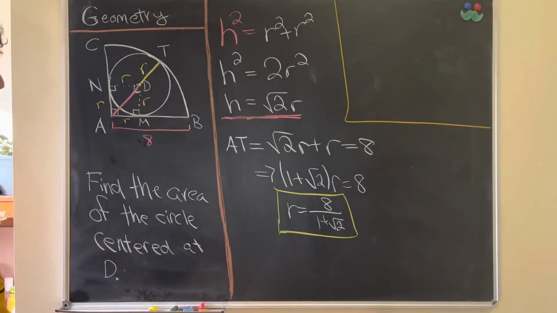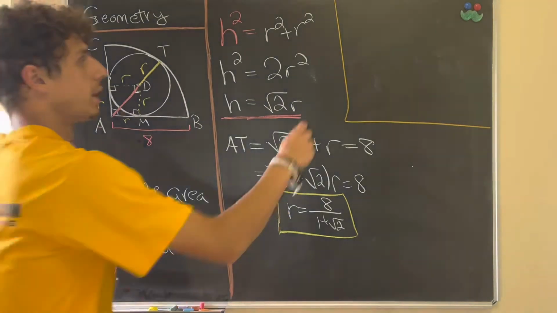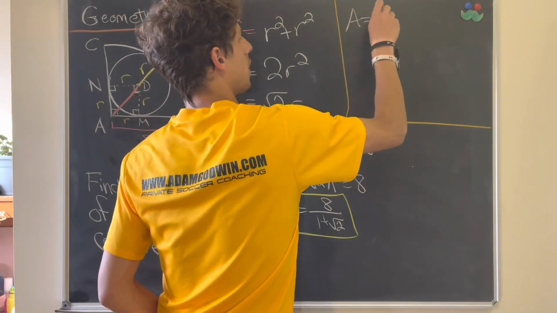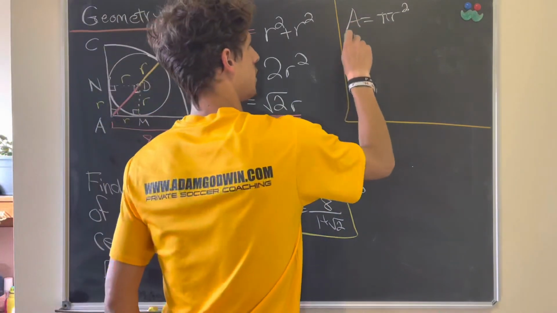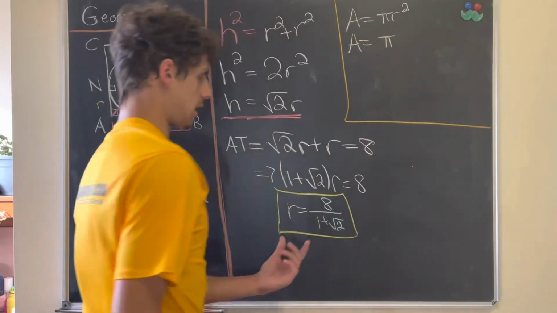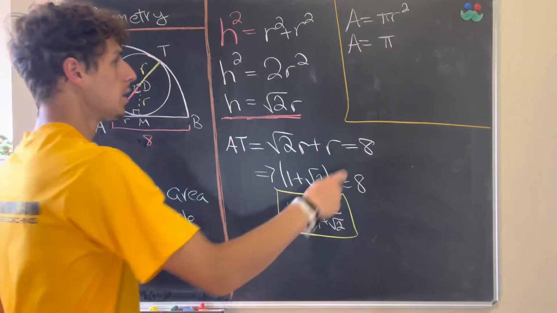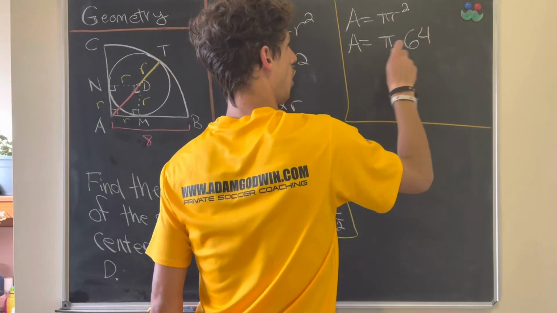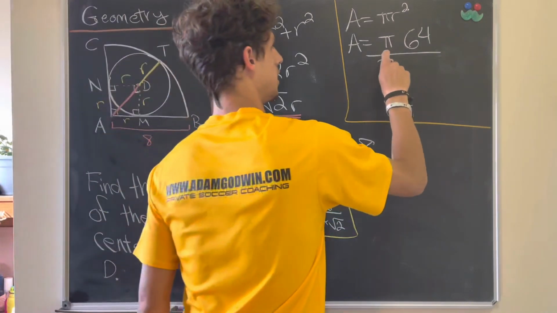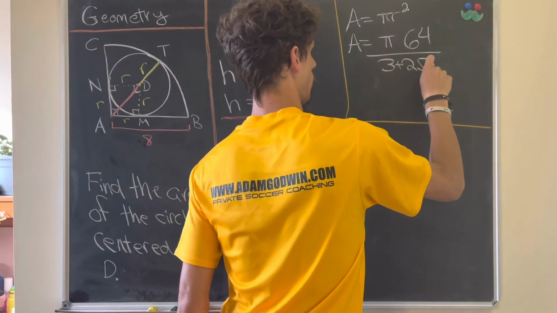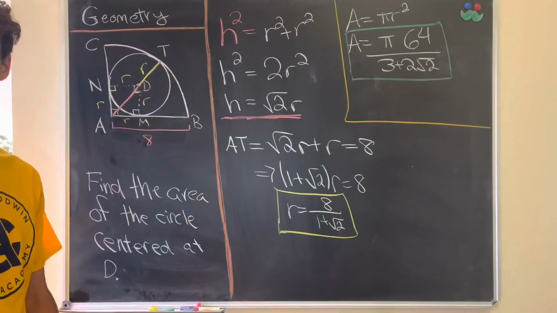Okay, so now we're ready to find the area of this smaller circle. So now we have r, all we have to do is plug that into the area formula of pi r squared for circles. So our area here is pi times our radius squared. But that's going to be 64 over (1 plus the square root of 2) squared, but that's 3 plus 2 times the square root of 2. And that's enough for now.